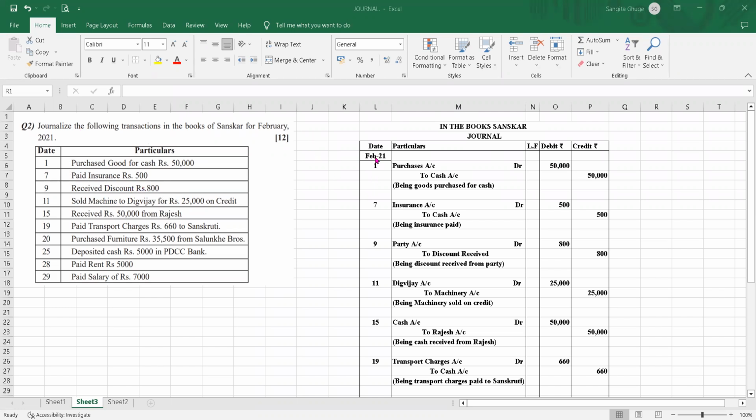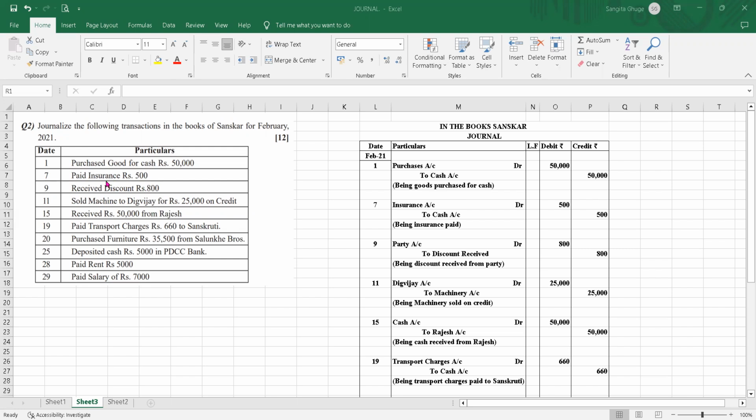So you have to write the date, Feb 2021, first transaction, purchase goods for cash, rupees 50,000. See, you have purchased goods for cash. That means purchase is an expenditure, and so purchase account is debited by rupees 50,000 and cash is paid. So cash goes out, so to cash. You have to write the compulsory narration, being goods purchased for cash.